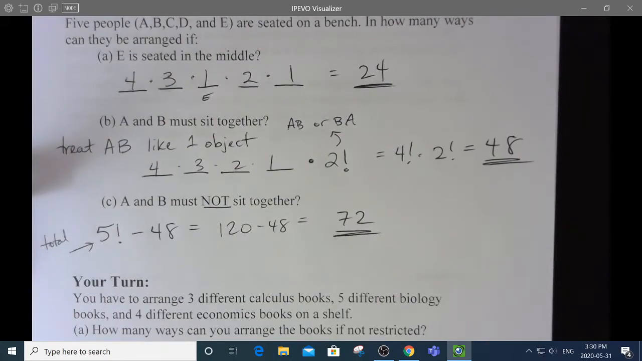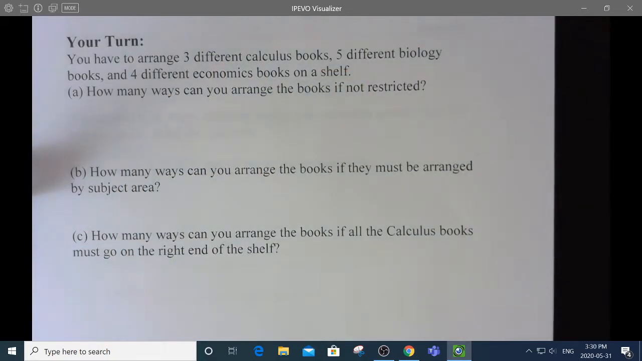Cool. All right, if this stuff's making some sense to you, pause the video and give these 3 examples a try. I'll wait. All right, did I wait long enough? Did you give them a try?